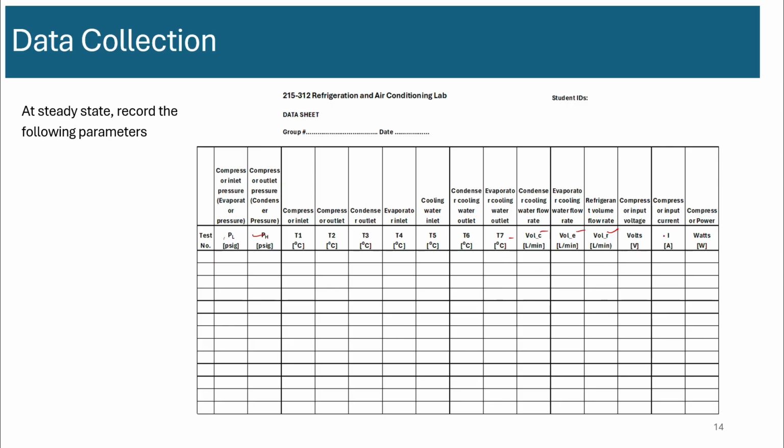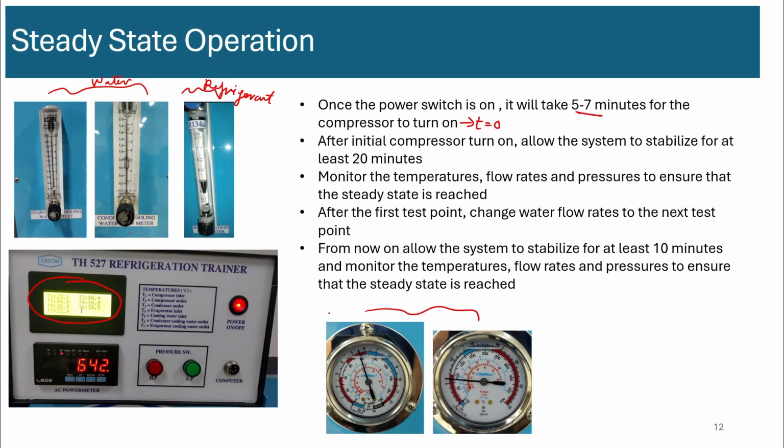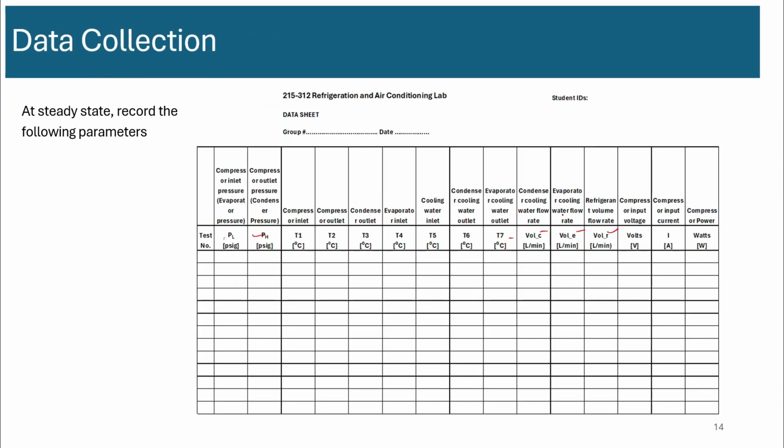In addition to that, you have to get the power data from the compressor, and that you can obtain from this dial here, right? So you can click on the watts option or the voltage and current option here. In this case, it's showing 642 watts, so that's the compressor power. Okay, so you can switch to voltage and current to get those numbers too.